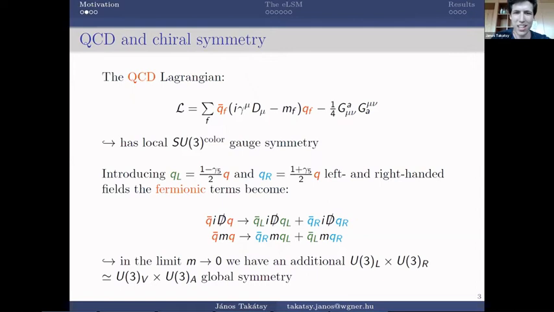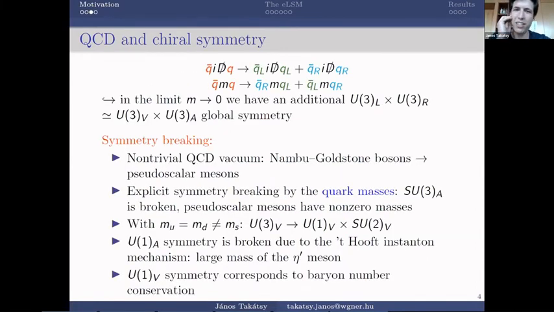All right, it's fine that we have this symmetry, but we would not have any structure if we only had the symmetry. So to have a structure and different meson masses, we need a symmetry breaking process as well. So we can look into the different symmetry breakings and what these produce. First of all, there is a spontaneous symmetry breaking by the QCD vacuum, and this would create Goldstone bosons, so massless bosons, which are the pseudoscalar mesons, such as the pion. But because we also have explicit symmetry breaking by the quark masses, the SU(3) axial symmetry will be broken, and then the pseudoscalar mesons will have non-zero masses.